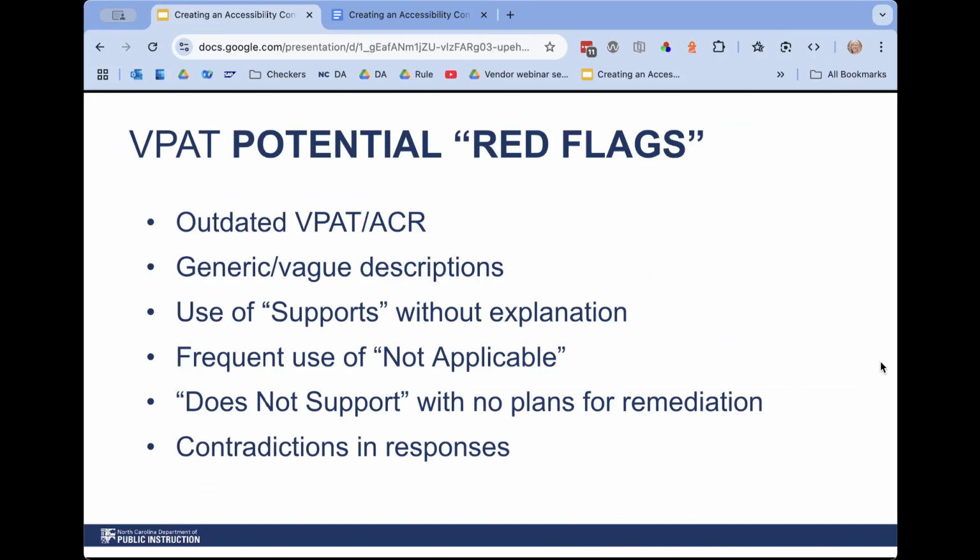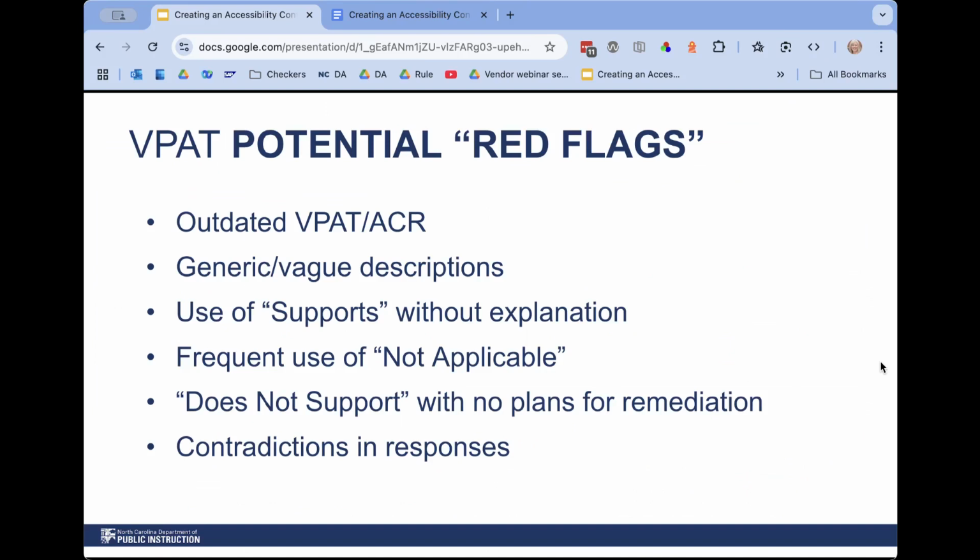One, if it's an outdated VPAT. So if you have a VPAT from last year but you have done a decent amount of changes and updates within your product, then that VPAT really is not helpful to me. If it's outdated, to me, it's just as good as not having one. Because if you've made a lot of changes, it doesn't necessarily mean that the accessibility has improved. So the VPAT is not really helpful. It doesn't give me a good lens into the current landscape.